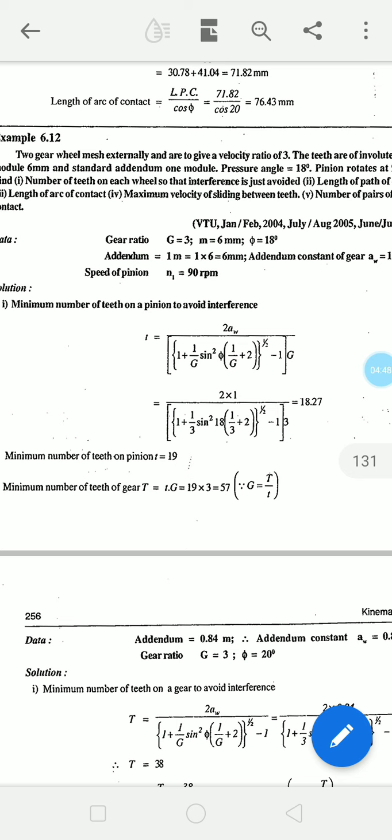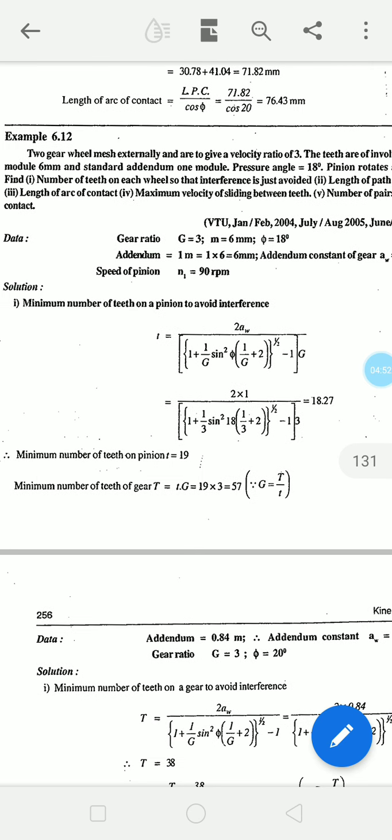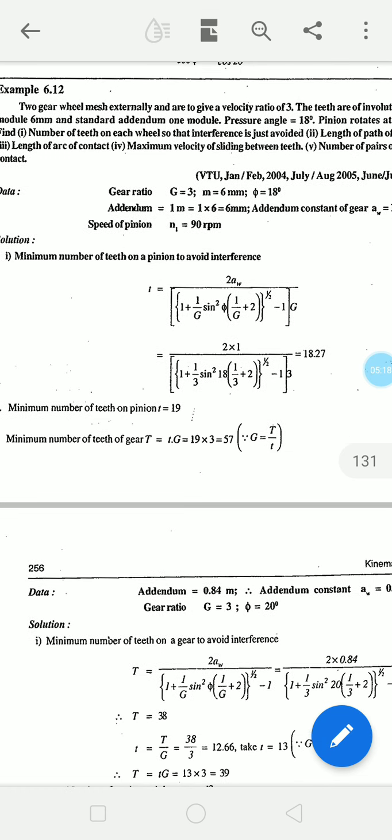So for the pinion we need to take a small t, because if he has asked the minimum number of teeth on a pinion to avoid interference, pinion is the small one, so that's why I take a small t. If he has asked the minimum number of teeth on a gear to avoid interference, you have to take a capital T equal to that equation, which I have already given. This also I have given: small t equal to 2 AW divided by 1 plus 1 by G sin square phi bracket 1 by G plus 2 close, to the power of 1 by 2 minus 1, and into G.